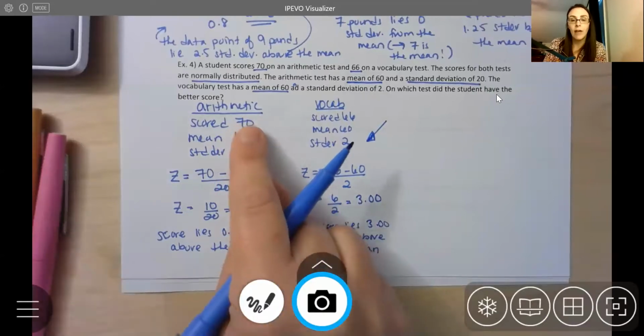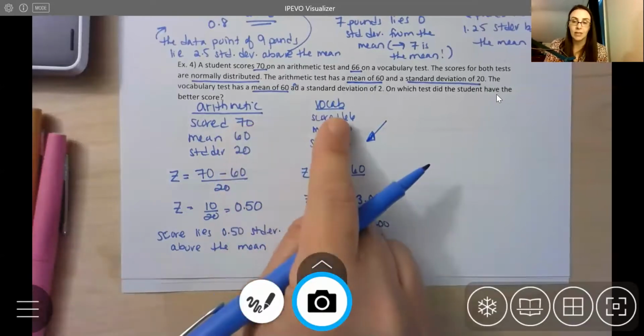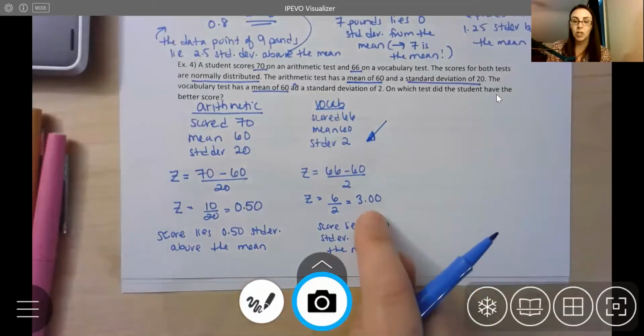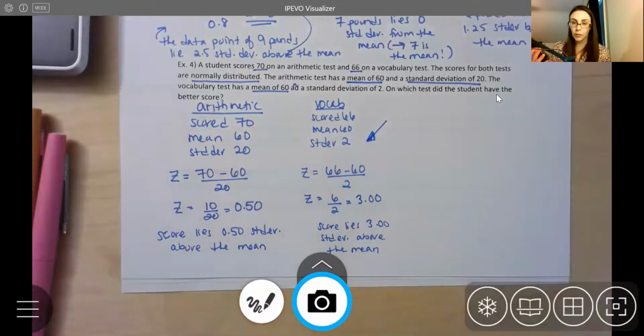So even though the raw value was better here, 70 is higher than 66, we actually compare it to what everybody else did in class, looking at the mean, looking at the standard deviation. The student was much higher above the mean here, right? 3 full standard deviations above the mean, which is a lot. So for the classroom, compared to all the other students, this score of 66 is actually much better.